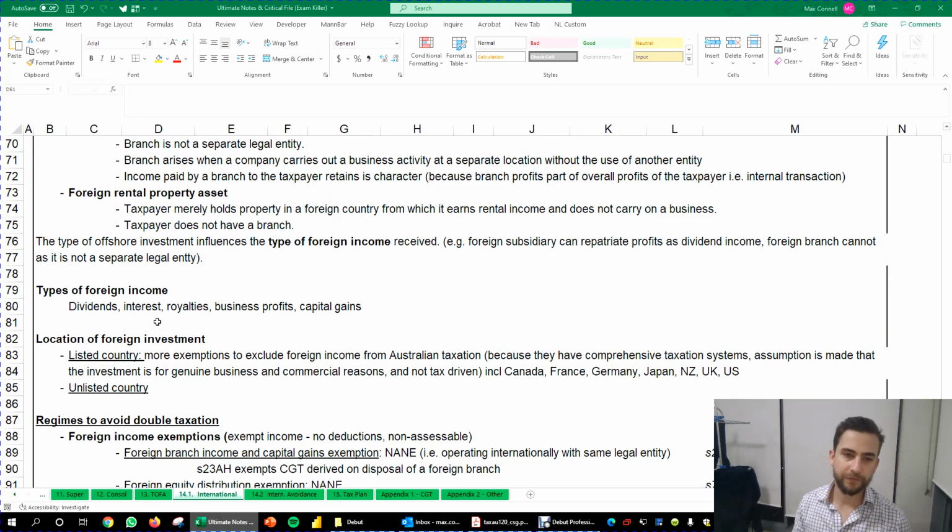The type of offshore investment influences the type of foreign income received, e.g. a foreign subsidiary can repatriate profits as dividend income, a foreign branch cannot, as it's not a separate legal entity.